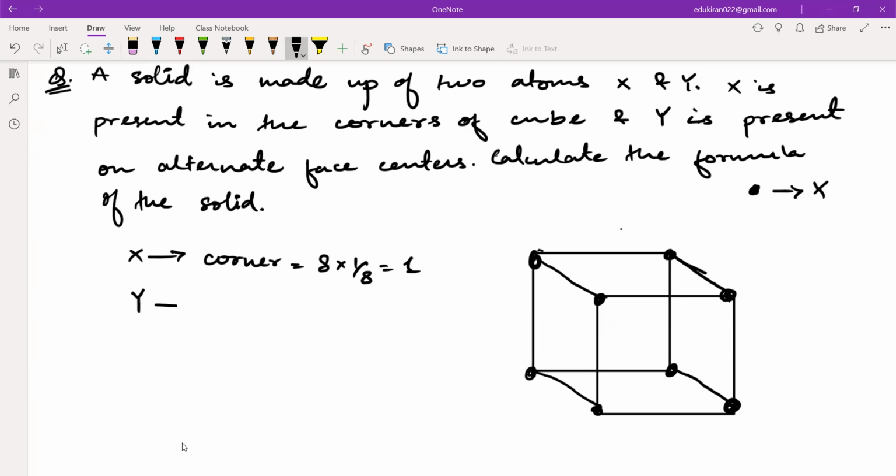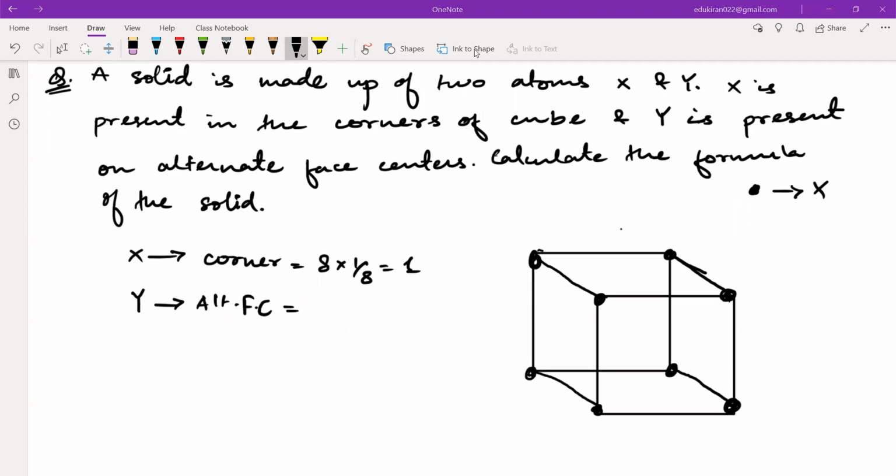Achha, what about Y? Y is in the alternate face center. So in how many faces would it be there? The Y atom will be in how many faces? There are a total of 6 faces. So alternate face center means how many faces? 1 by 2. Half of the faces.